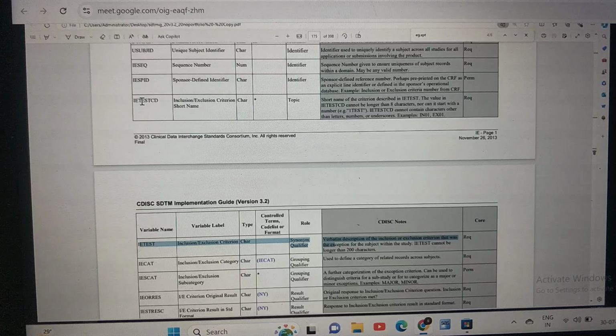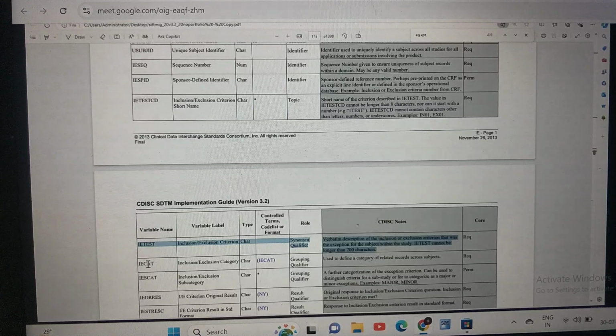Remember, this IE test should not be more than 200 characters. If it is longer than 200 characters, we can restrict it to a meaningful 200 characters, and then the entire test will go into the SDRG once we start doing the submission package.